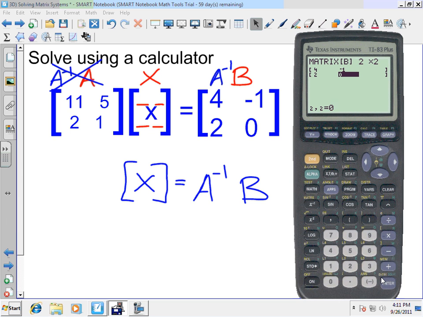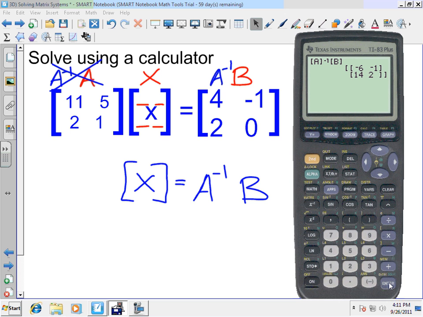So instead of going through all the stuff by hand, I can now tell the calculator I want to take the inverse of A and multiply it by B. So go to second matrix, pull up A, take the inverse, and then multiply it by matrix B right here. So notice the calculator screen equals what we have written here in algebra. Hit enter, and there is the solution to the matrix.